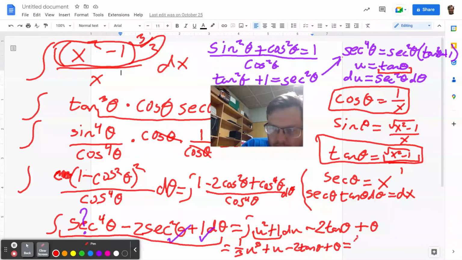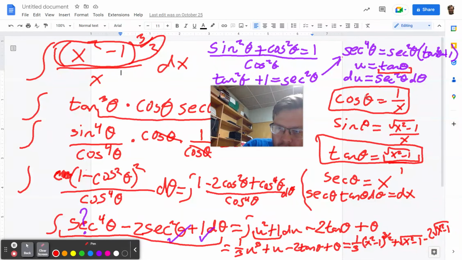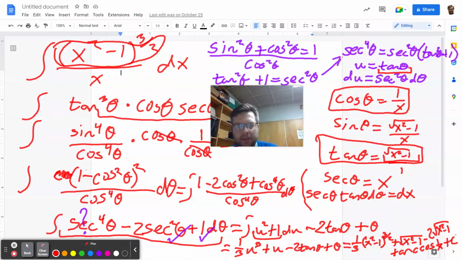So here is our final answer in terms of x. We have the square root of x squared minus 1 to the third power over 3, because I had u cubed. So there's that 3/2 power. Then I have u. And then I have minus 2 tan theta. So minus 2 square root of x squared minus 1. And then plus theta, which I can do as arc cosine of 1 over x. And then plus c. Unless I made a mistake throughout there, that antiderivative should work out.